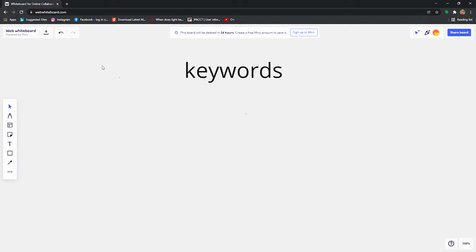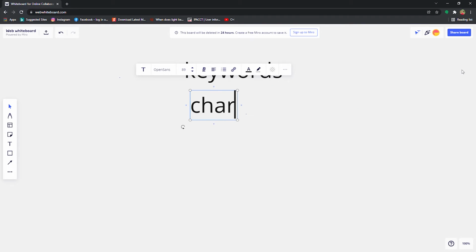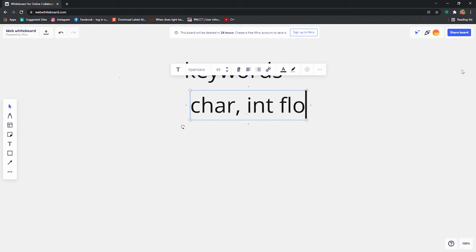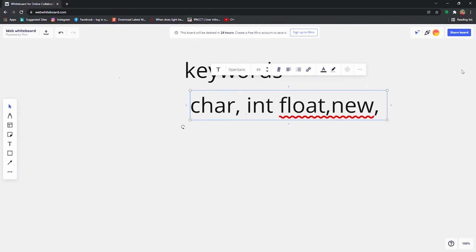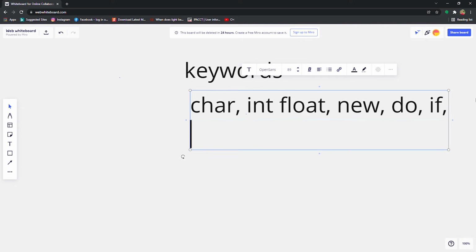Okay. Now some examples of keywords are char, int, float, new, do, if, while, etc.